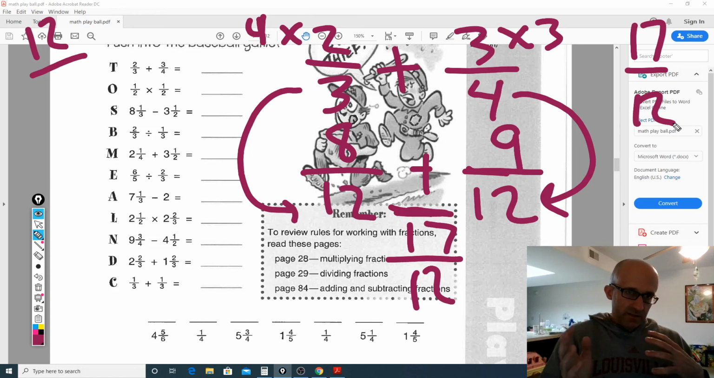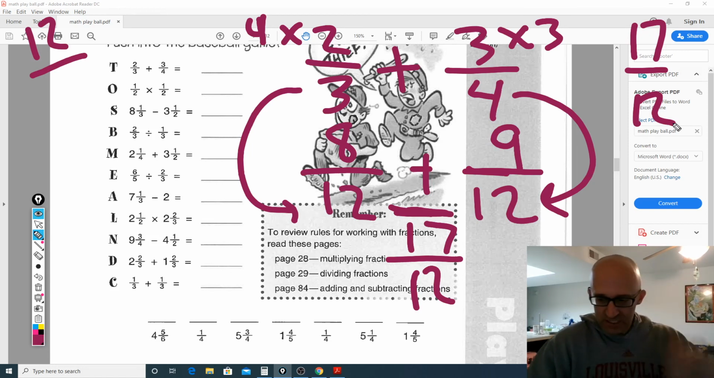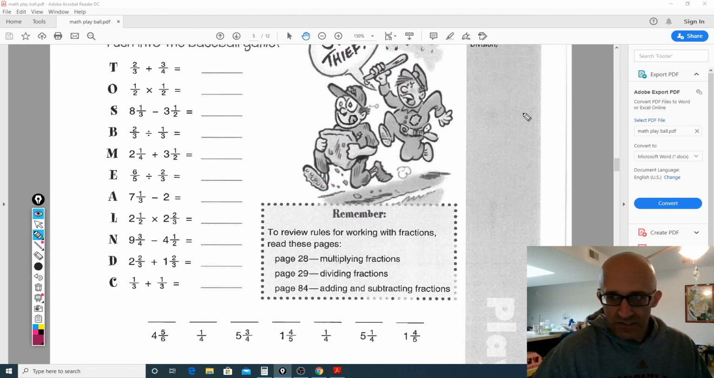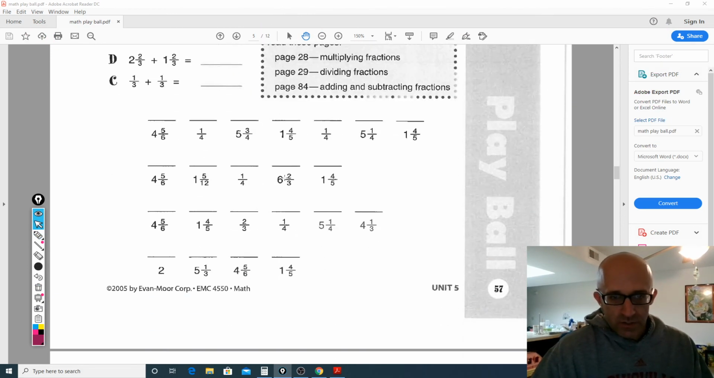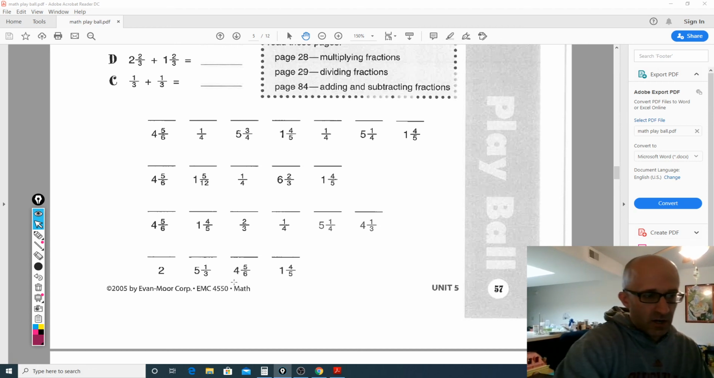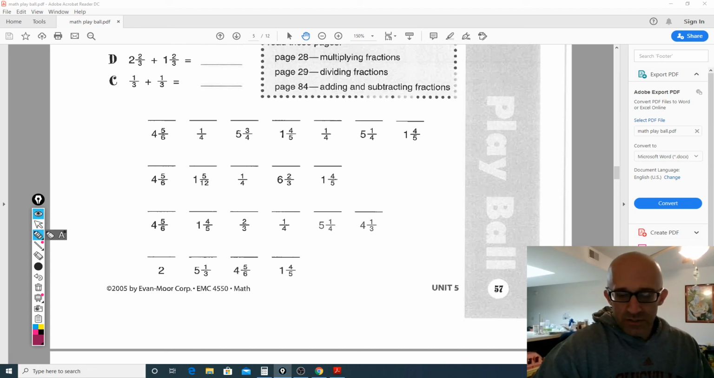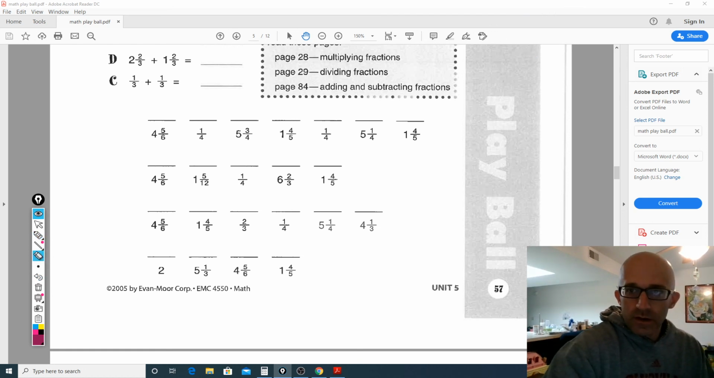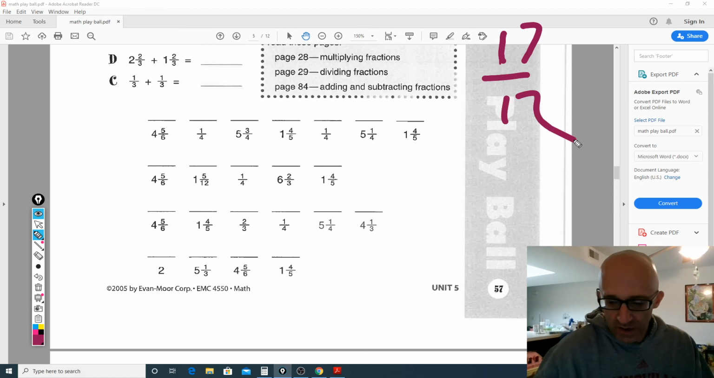Well, that's the answer in the improper fraction form. So if you remember 17 over 12, let's clear the screen and scroll down. We need to turn that 17 over 12 into a mixed number. So what do we do? There we go. 17 over 12, change to a mixed number.